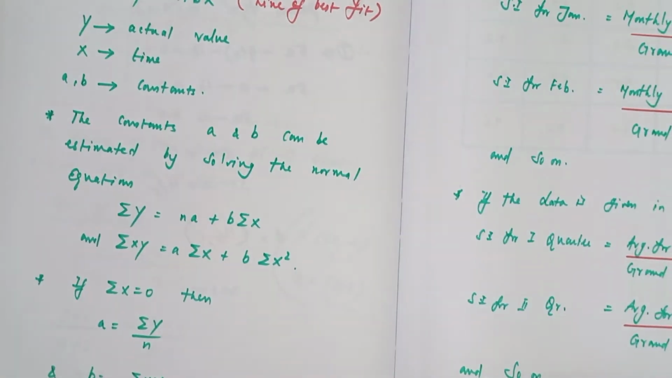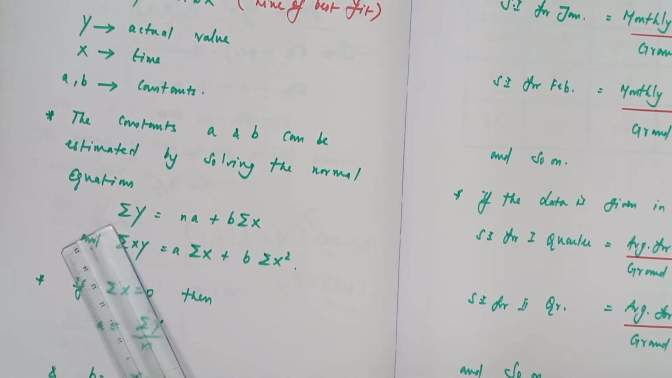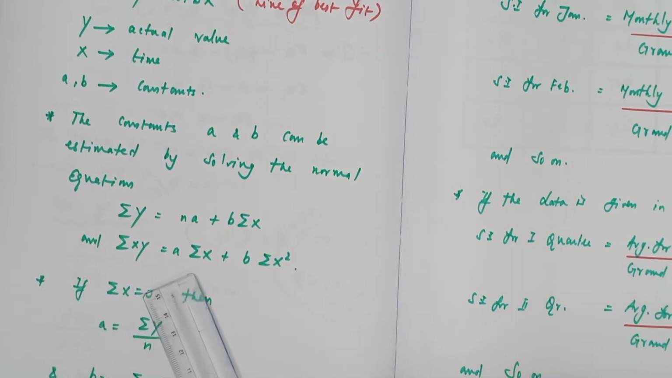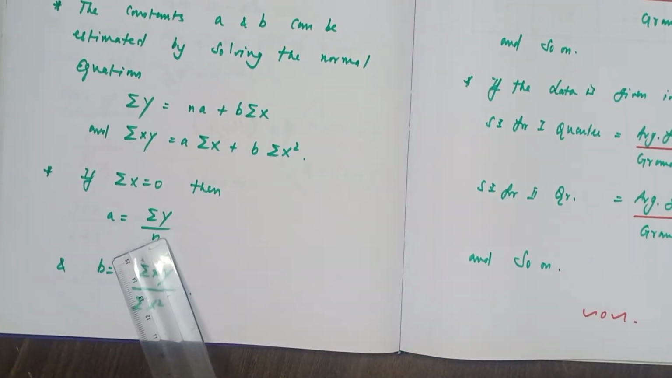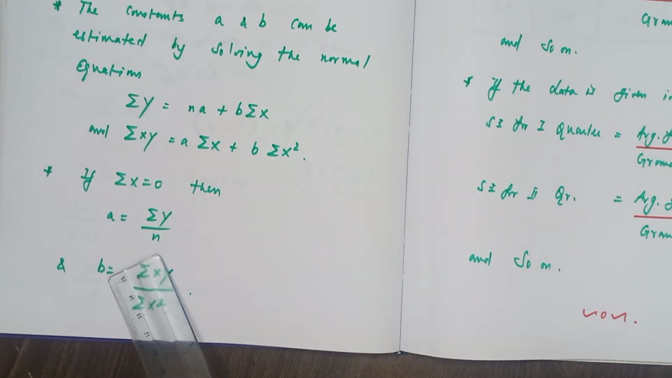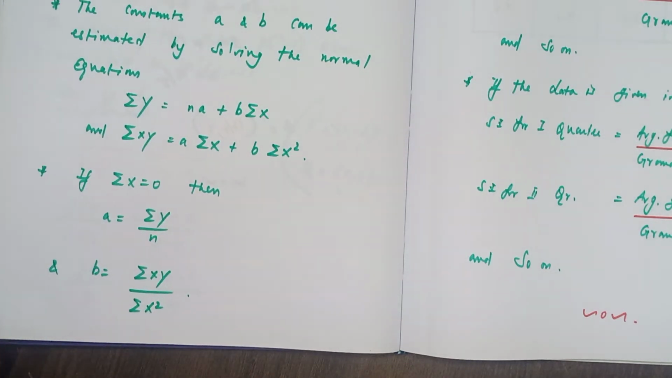The normal equations are sigma y equals NA plus B into sigma x. Sigma means summation. And sigma xy equals A into sigma x plus B into sigma x squared. If sigma x equals 0, then A can be calculated by the formula sigma y divided by n, and B can be calculated by the formula sigma xy divided by sigma x squared.